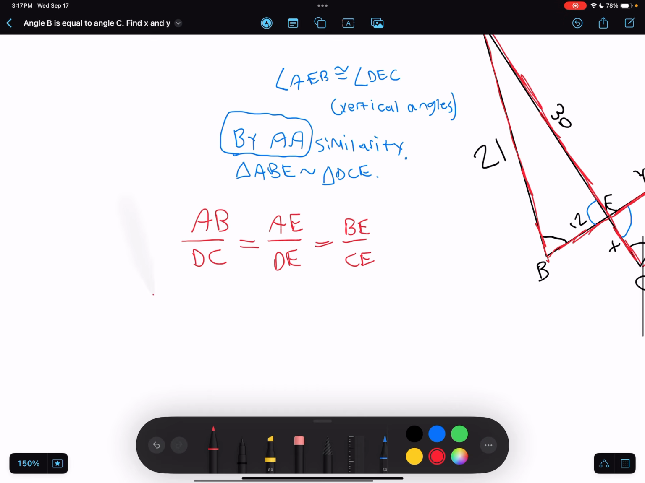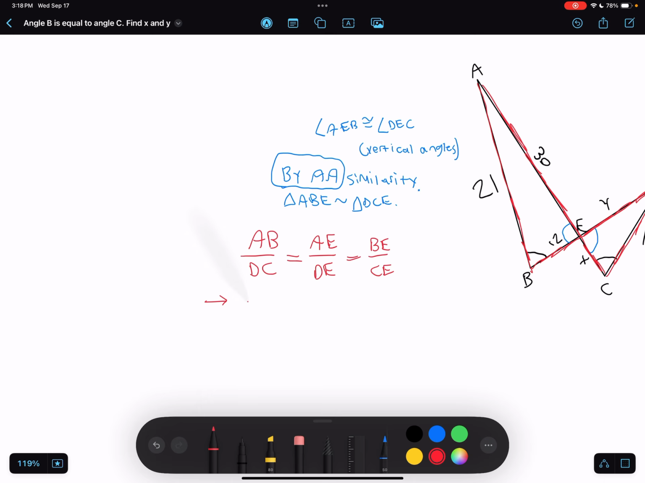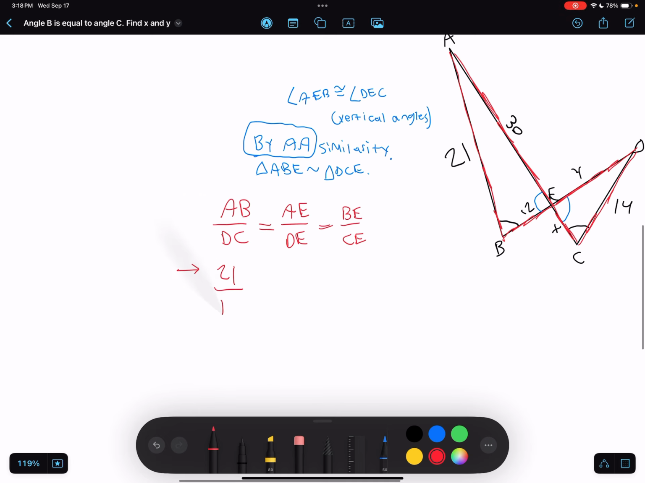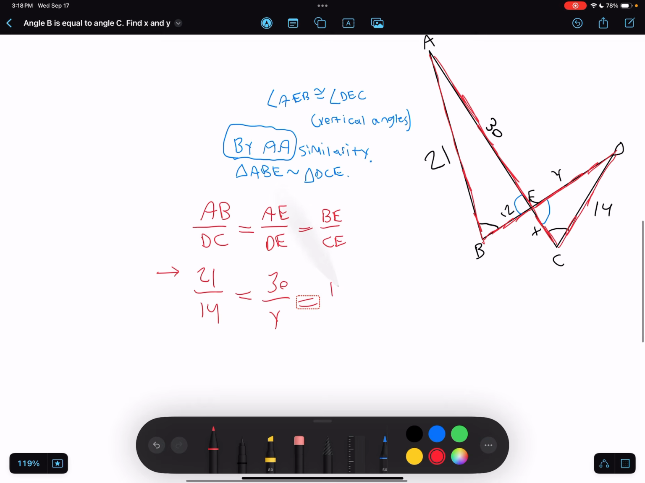We know the values for some of these sides, so we can go ahead and fill in those values inside this equation. So we know AB is 21, we just fill that in, over DC, which we know is 14. Now for AE, we know that's 30. We don't know the value for DE. We're trying to find that out. We're just going to put y there for now. BE, we know is 12, and again, CE is the value x we're trying to find.